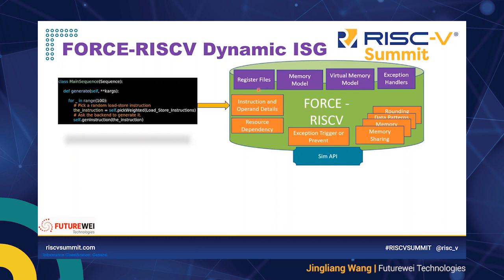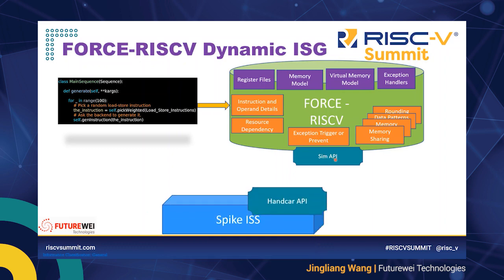The backend has a lot of structural components like register files, memory model, virtual memory model, exception handlers, and also a lot of test generation controlling features like instruction and operand details, resource dependency, exception trigger or prevent, memory sharing, rounding, data patterns, etc. Through the same API, the Force backend will communicate with a shared ISS library.